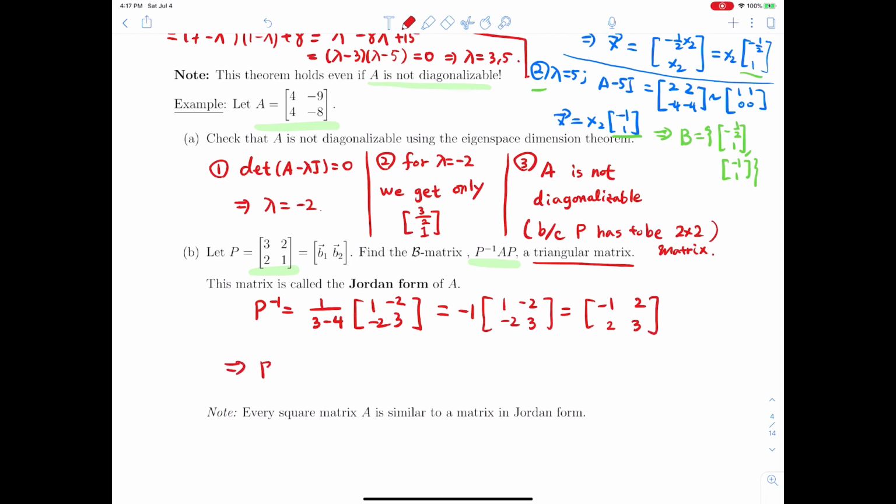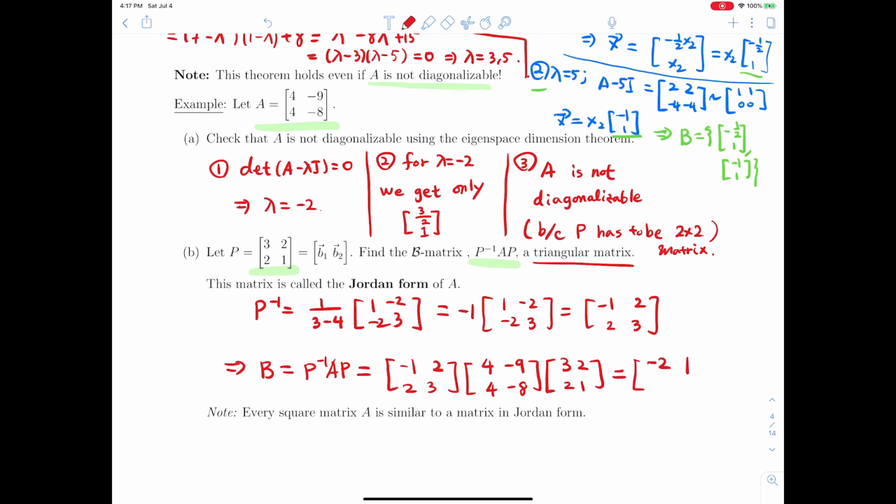So if you calculate P inverse AP, then this equals [-1, 2; 2, -3] times A, which is given by [4, -9; 4, -8], times [3, 2; 2, 1]. And if you calculate that, then you will get [-2, 1; 0, -2]. So you have -2's on the diagonal and 1 in the upper triangular part.